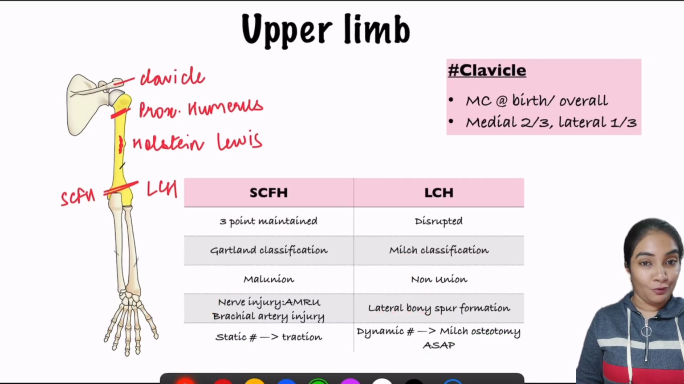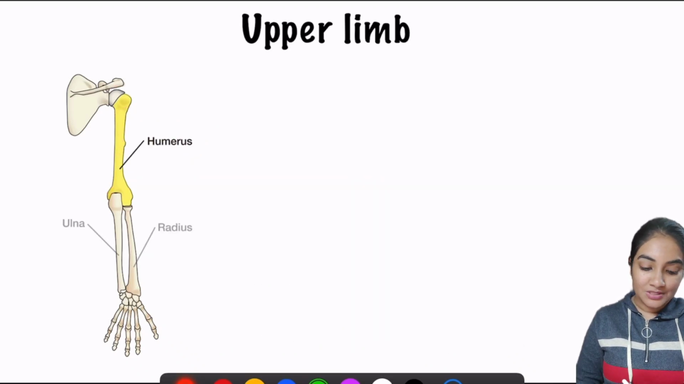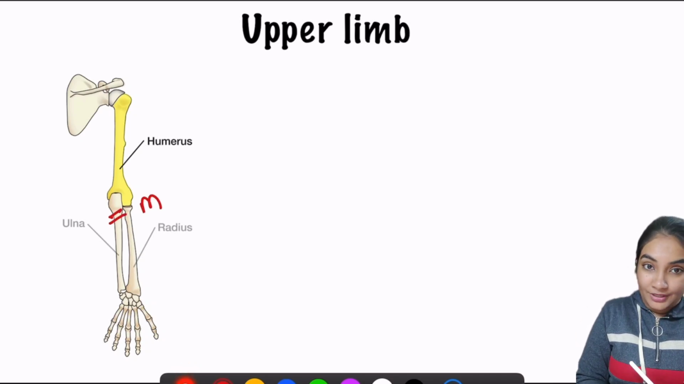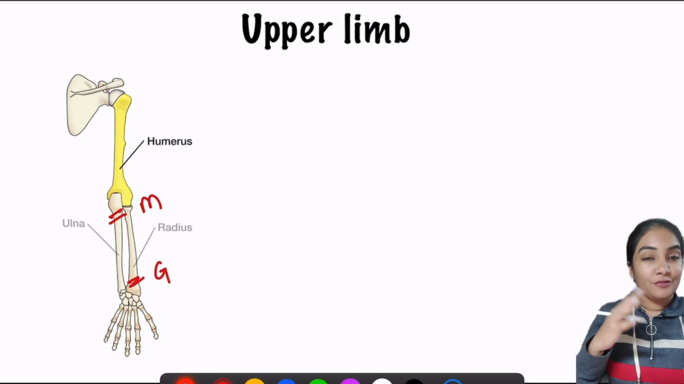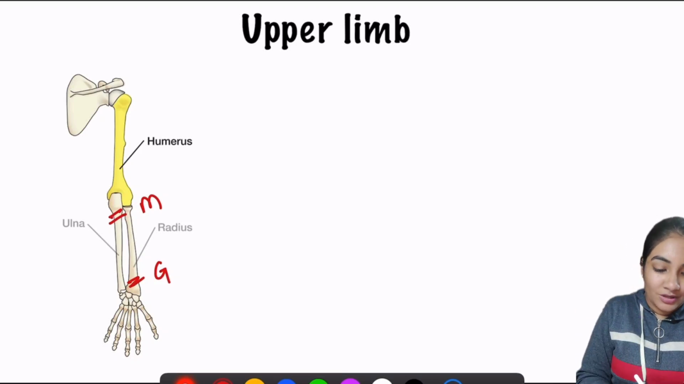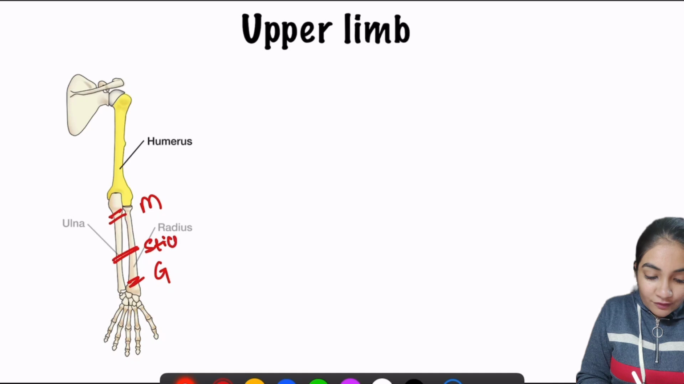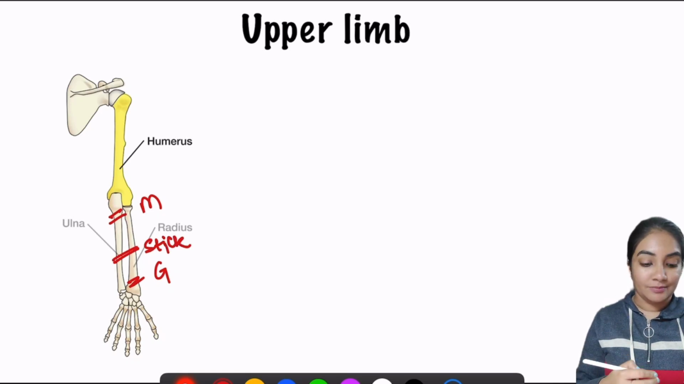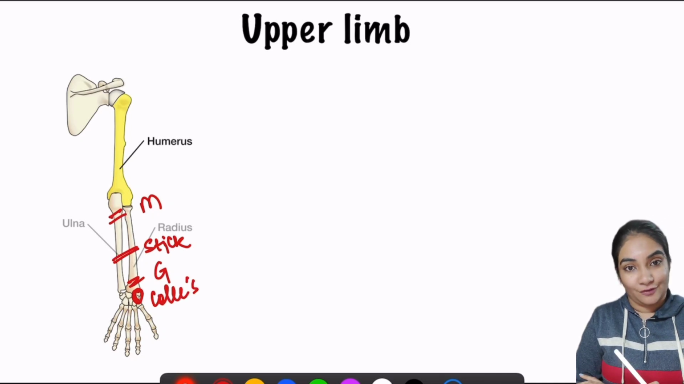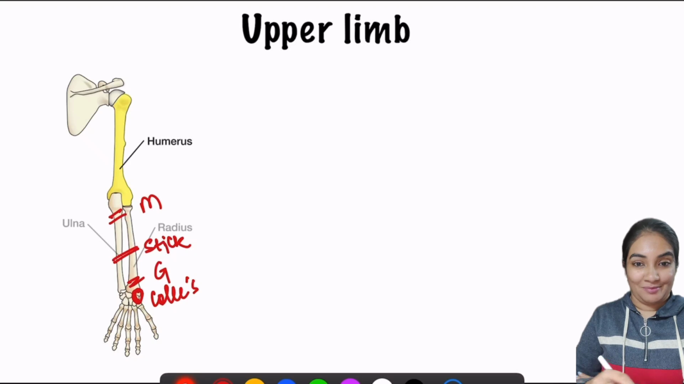Now moving on to the forearm region. Here we have 2 bones, the ulna and the radius, and we have 4 fractures. Ulna fracture, Monteggia. Radius fracture, Galeazzi. If either of the bones is fractured in children or due to a fight, they are called stick fractures. We will study them. And last, if distal end of radius is fractured, we have the famous Colles fracture or the Smith fracture. Let's study them one by one.